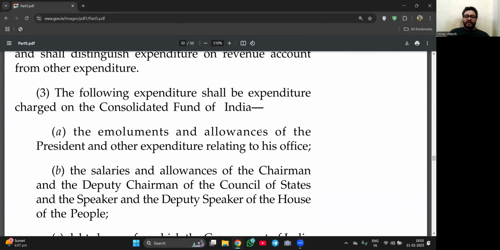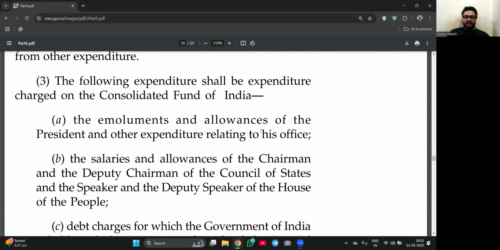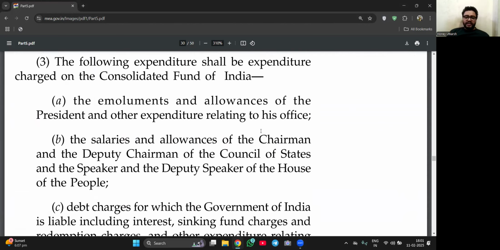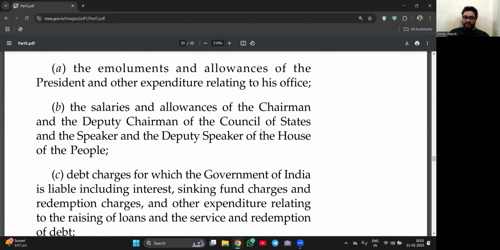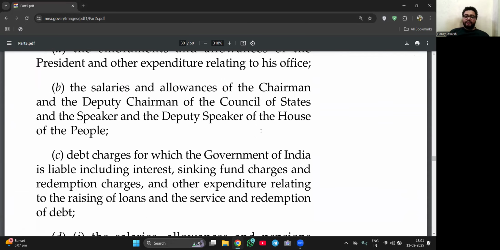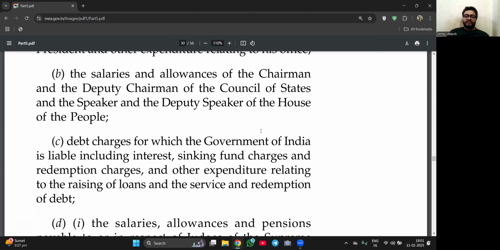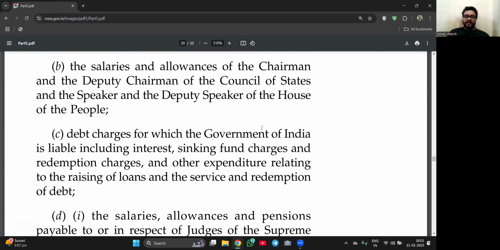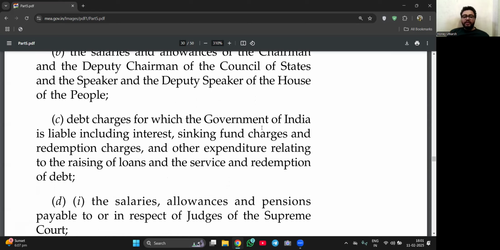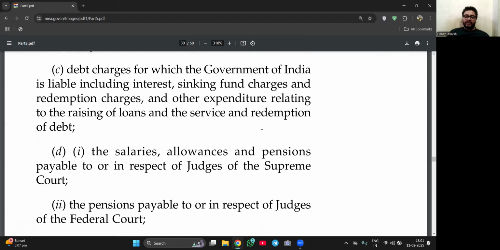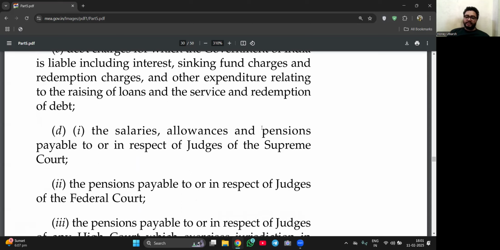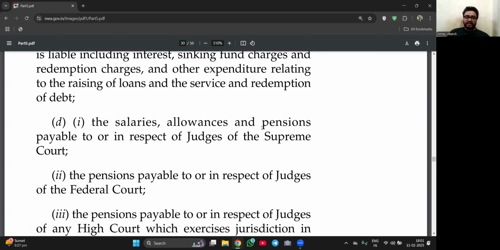Clause 3: The following expenditure shall be expenditure charged on the Consolidated Fund of India. A. The emoluments and allowances of the President and other expenditure relating to his office. B. The salaries and allowances of the Chairman and the Deputy Chairman of the Council of States and the Speaker and the Deputy Speaker of the House of the People. C. Debt charges for which the Government of India is liable, including interest, sinking fund charges, and redemption charges, and other expenditure relating to the raising of loans and the service of and redemption of the debt.